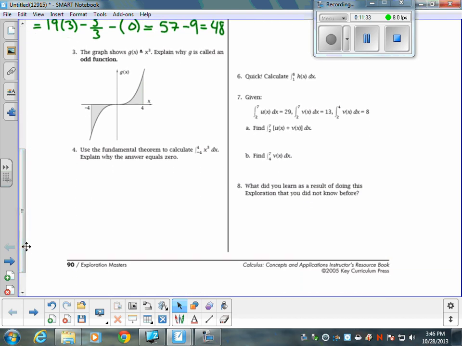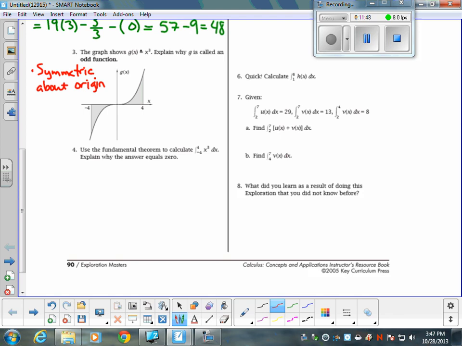Now we have x cubed, and explain why this is odd. We have a couple of reasons. Graphically, it's symmetric about the origin. It has point symmetry, which simply means if you were to take your paper right now and flip it all the way upside down, rotate it 180 degrees, the graph would look exactly the same. So it's symmetric about the origin.